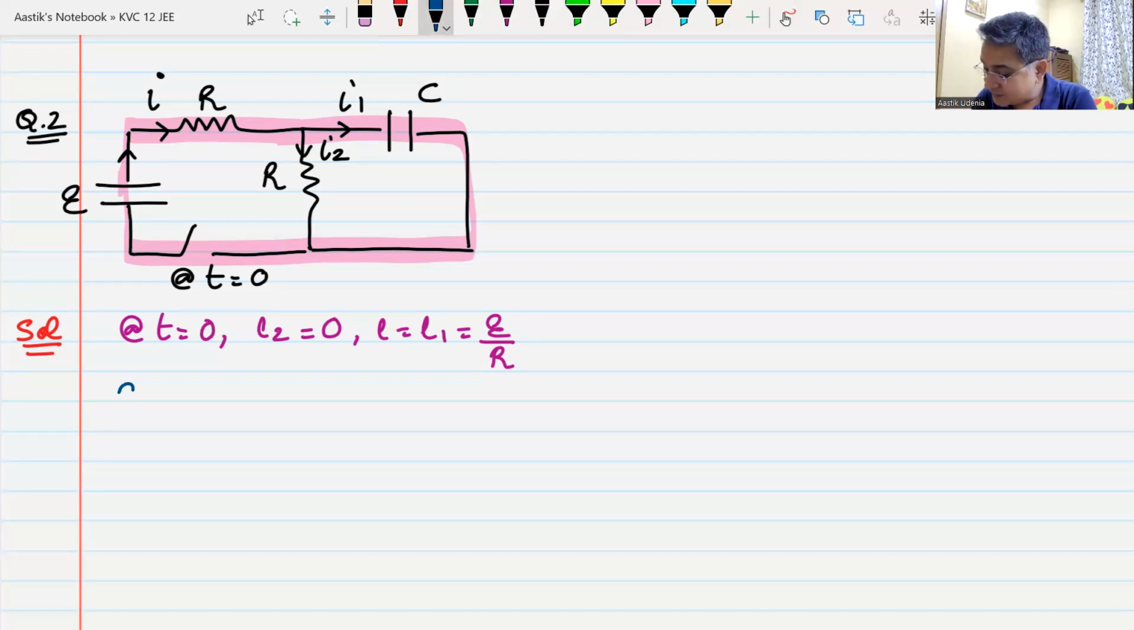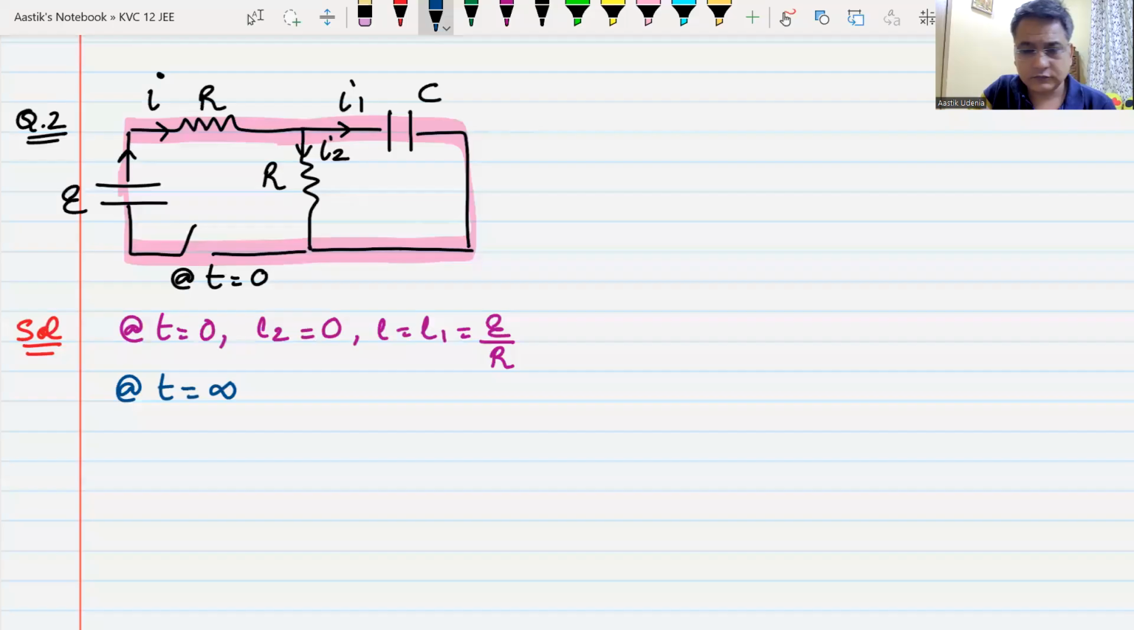Now give me the same answers at t equal to infinity, after a long time. What are the values of current after a long time? Can anyone give me those answers? I'll give you 2 minutes to give me the answer. I2 is equal to epsilon by 2R.